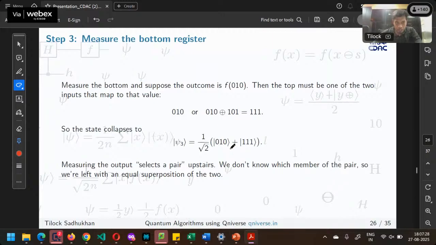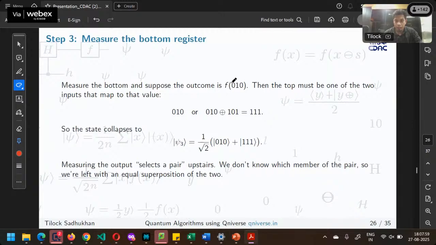Now, if we just measure the bottom register, and I'm assuming that I'm getting the outcome as 010, then the top register must be one of the two inputs that map to that particular value, which is either 010 or 010 bitwise XOR 101. Why? Because 101 was our secret string that we assumed at the start. So we will be getting a combination of these two states only, because it has collapsed already into this state.